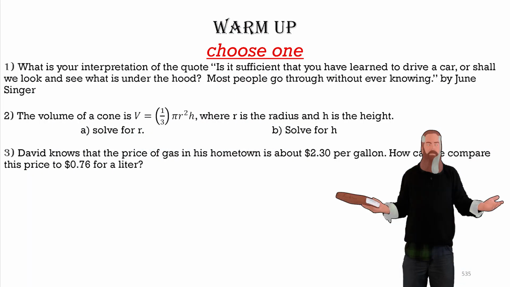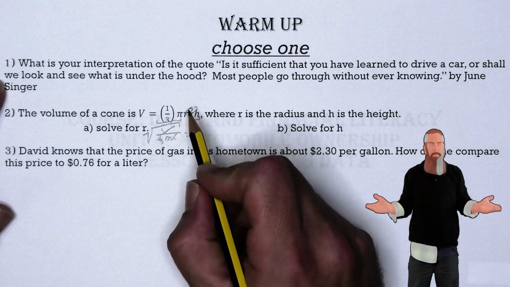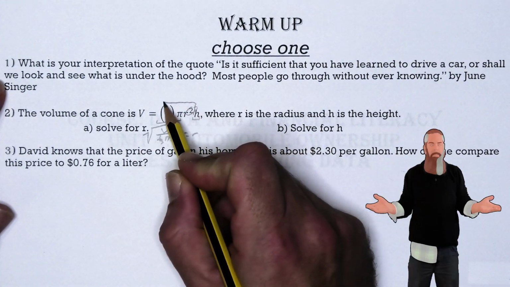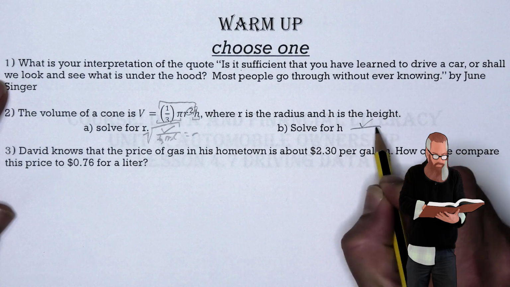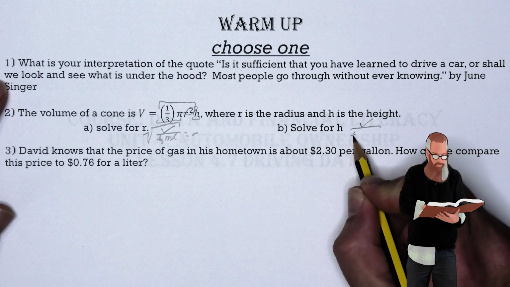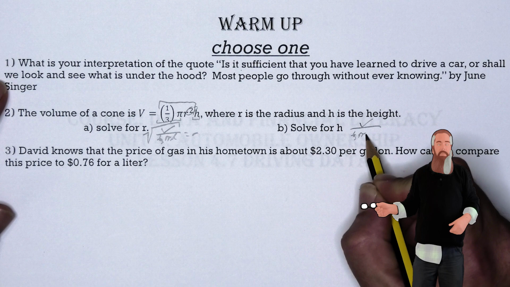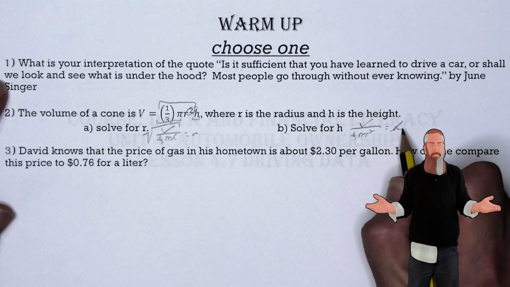Now let's solve for h. Similarly, everything in that right side of the equation that is not h will be dividing V, so that we have V divided by 1/3 pi r squared, and that's now equal to h.